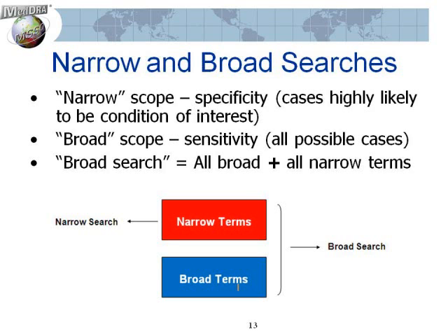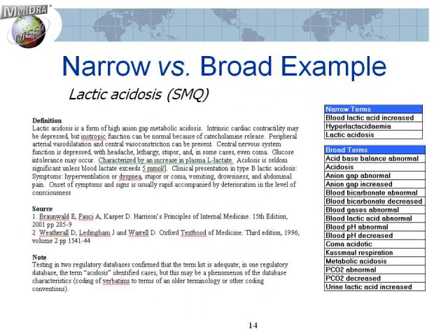When performing a narrow search, you use the narrow scope terms. When performing a broad search, both the narrow and broad scope terms, that is, all of the terms in the SMQ, are used. This shows an example of a narrow and broad type of SMQ, the one for lactic acidosis.